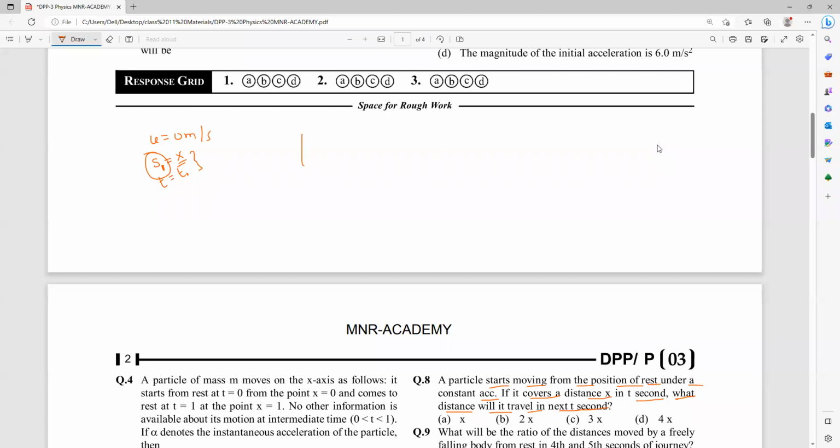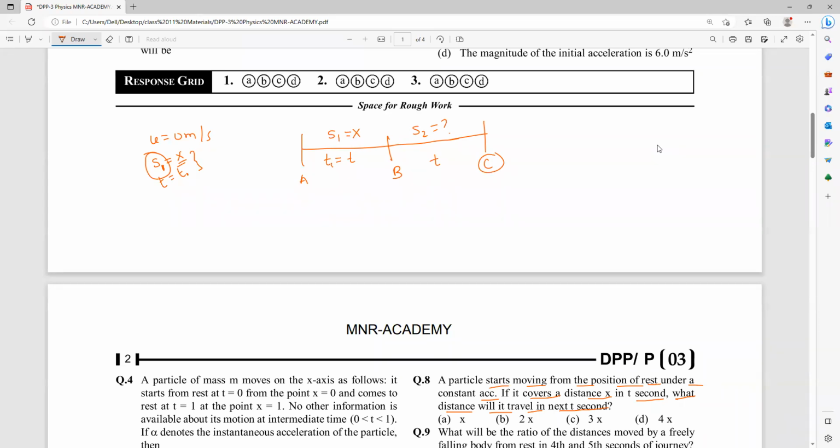Suppose a body is starting from A and it reaches point B. So the distance is x, and the time taken to cover that is t. Is it yes or no? Now they are asking about the next t seconds. In the next t seconds, it may reach some point. Let me take that point as C. So what is the distance covered by it? That is what they are asking. Shall we discuss it, everybody? Yes, sir.